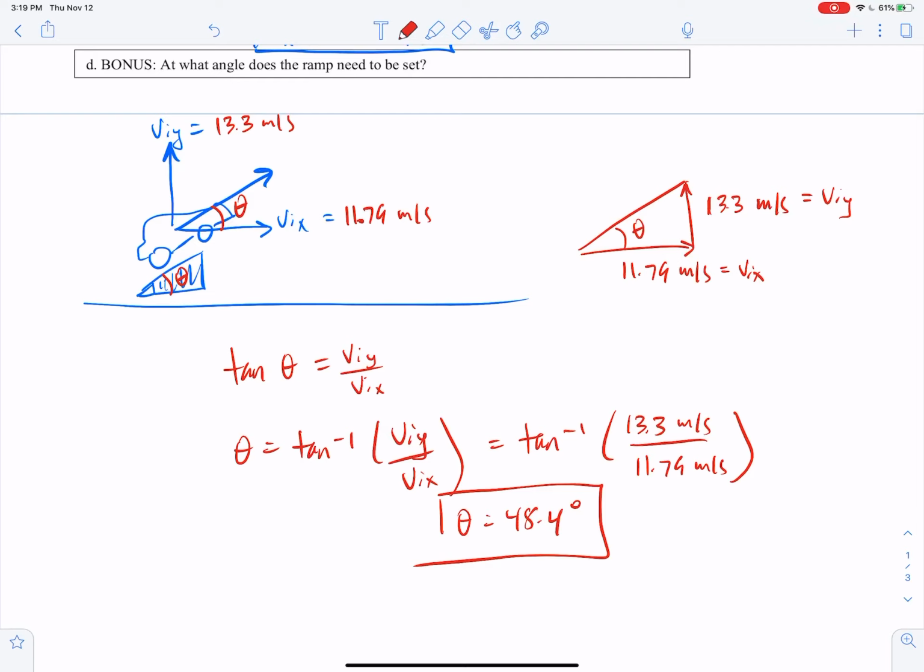So if this stunt was actually going to be pulled off in real life, you'd have a stunt driver who would need to be on a ramp that's set at a very specific angle. And so physics kind of like this would have to be done in order to pull the stunt off.